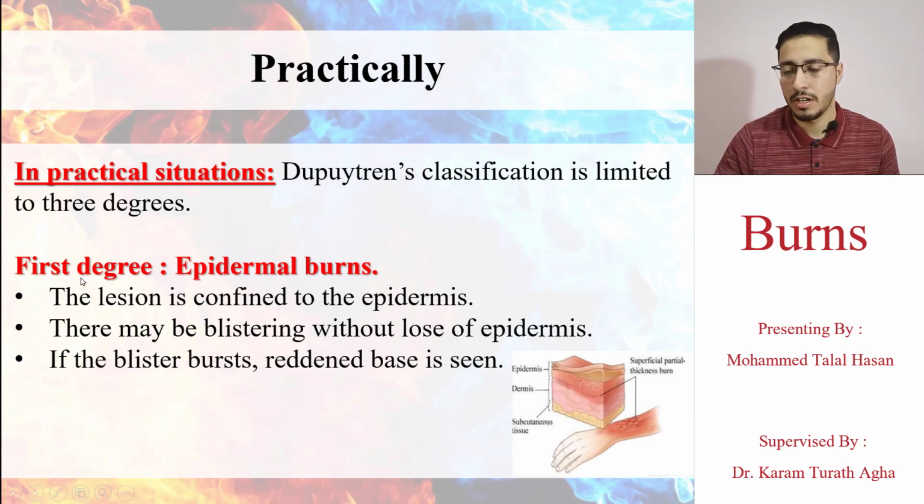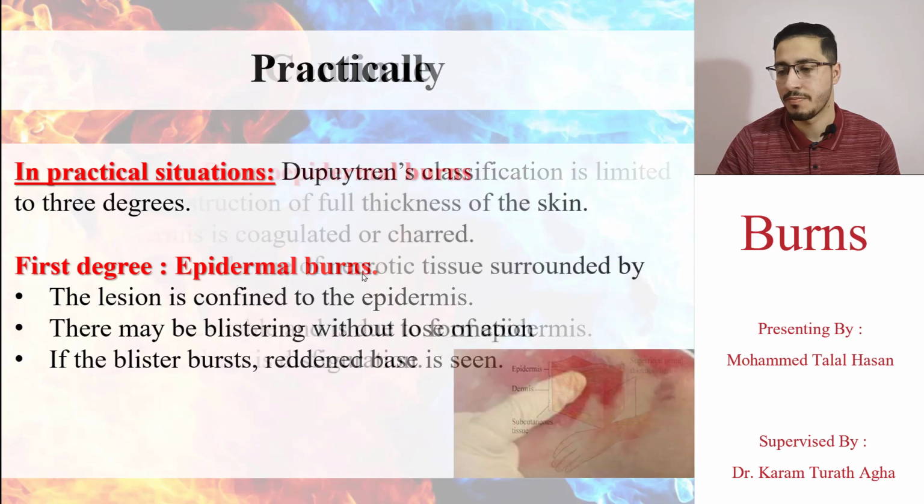The first degree is called the superficial burn, or epidermal burn, which involves the epidermis of the skin, not the dermis. This lesion is confined only to the epidermis, and there may be blistering without loss of epidermis. If the blister bursts, a reddened base is seen. This picture shows the first degree, the epidermal burn.